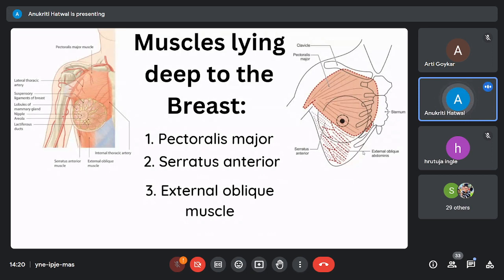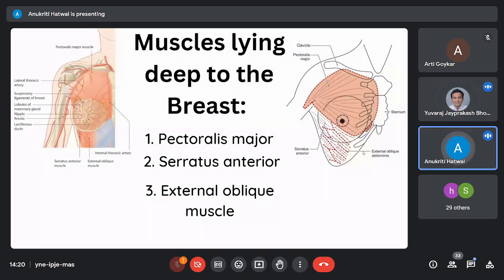Thank you, Vasundhara. I would now like to briefly discuss the structure of the breast.